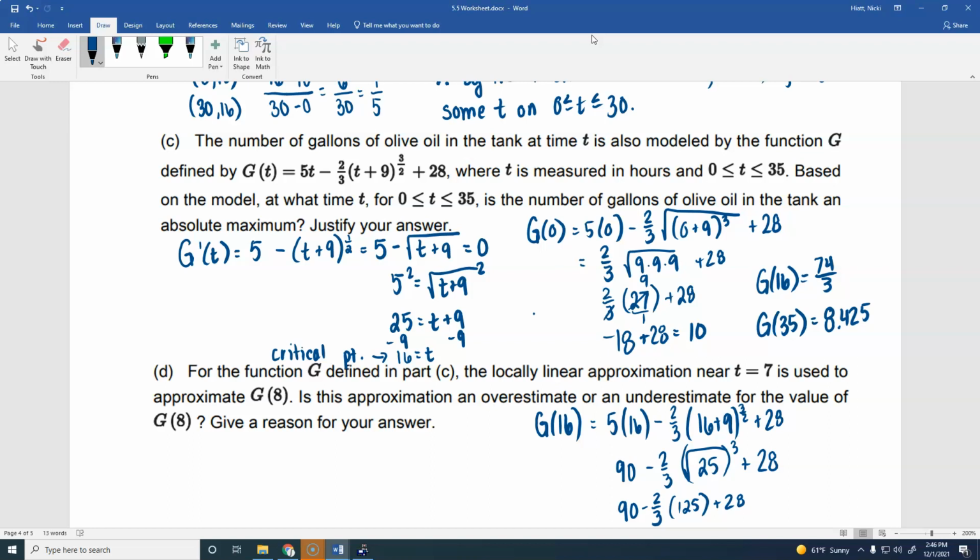All right, so it says, based on the model, at what time t is the number of gallons in the tank an absolute maximum. So we would say at 16 hours, the amount of oil is an absolute maximum.